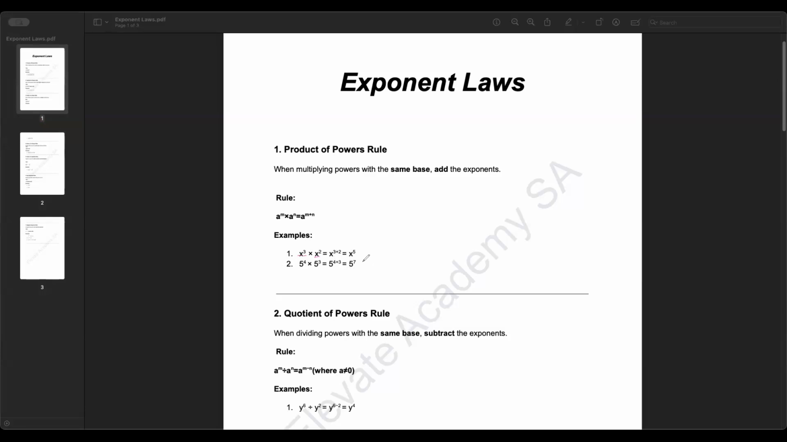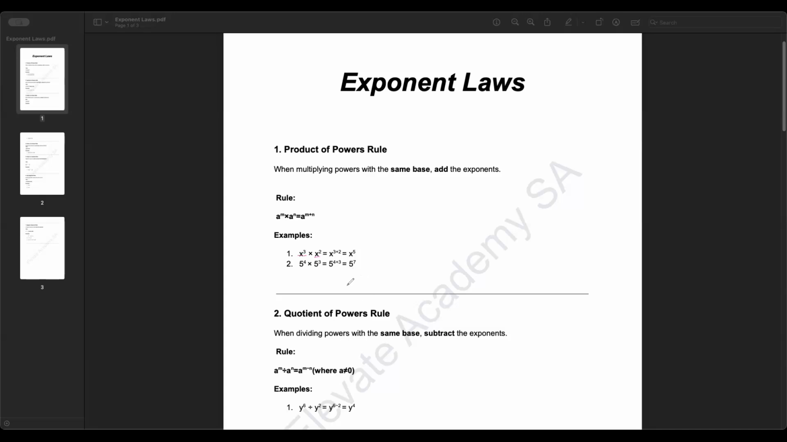We can do the same thing if we have a number instead of a variable. 5 to the power 4 times 5 to the power 3 is equal to 5 to the power 4 plus 3, and that's equal to 5 to the power 7. So very importantly, when we're multiplying, so we must have a multiplication, same base, then we add the exponents.